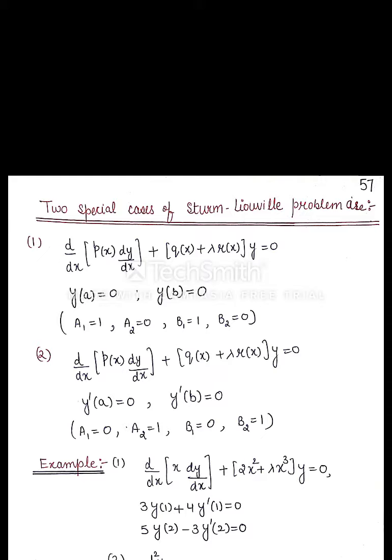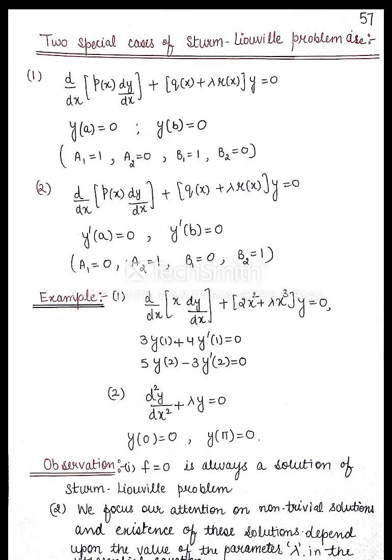And similarly, there is another special case which often occurs while we deal with the application of differential equations. That kind of boundary value problem is of the form 2, where the conditions are prescribed as y dash at a is equal to 0 and y dash at b is equal to 0. This is a special case of the Sturm-Liouville problem where we are taking capital A1 is equal to 0, capital A2 is equal to 1, capital B1 is equal to 0 and capital B2 is equal to 1.